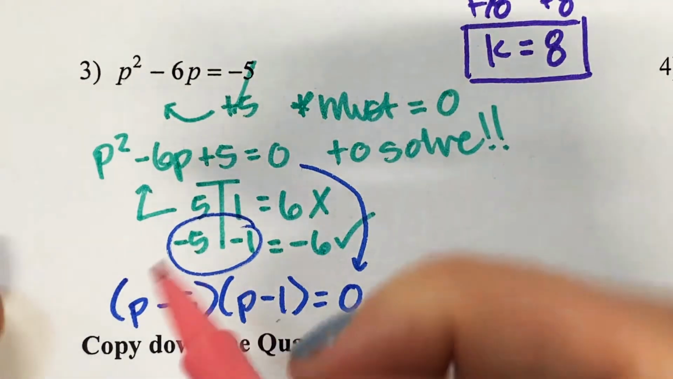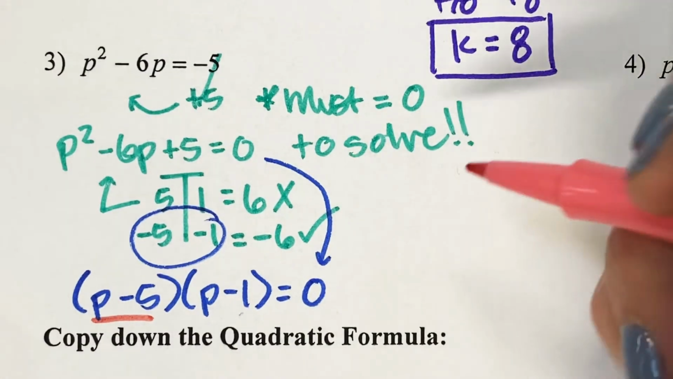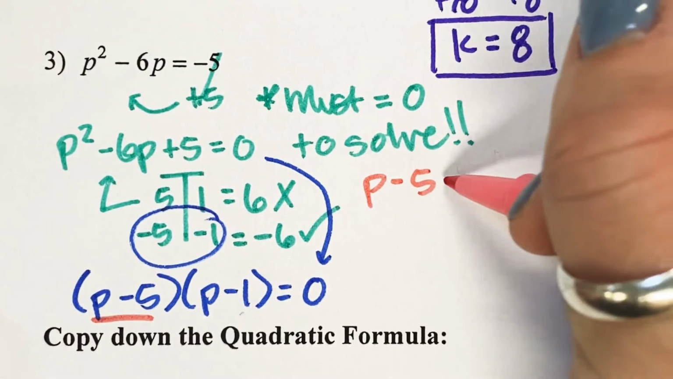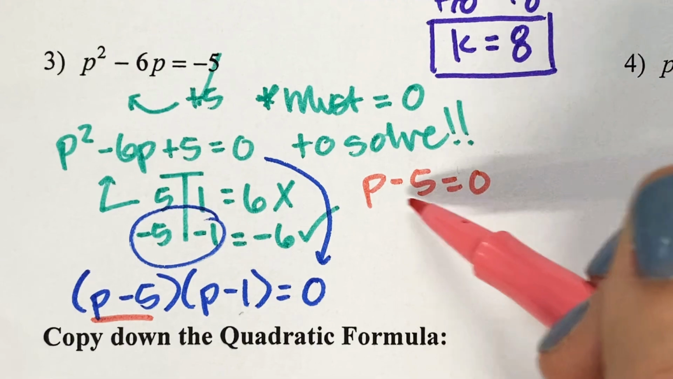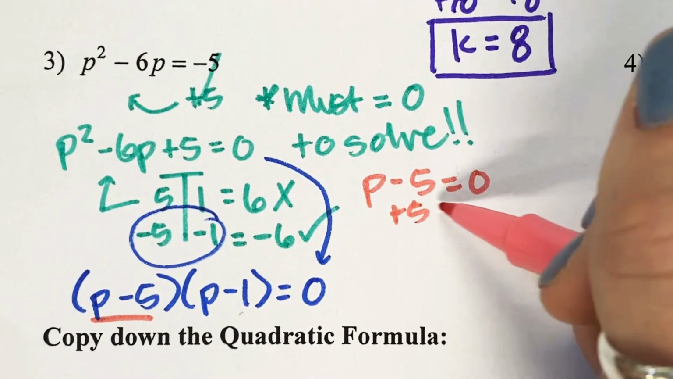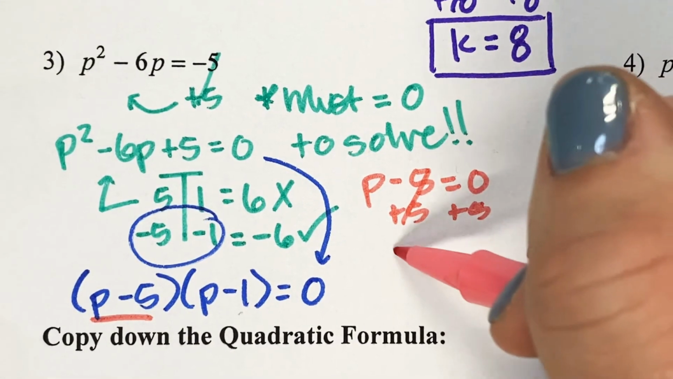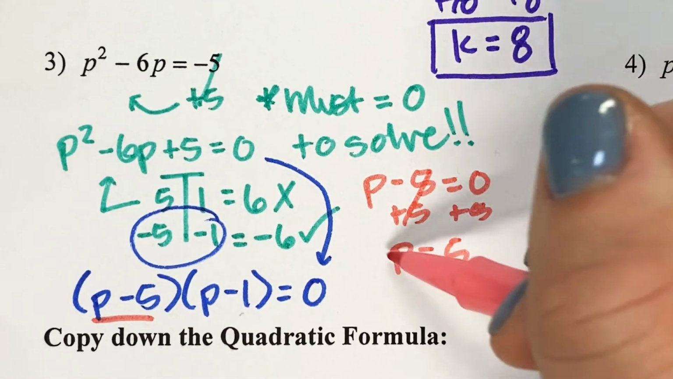Okay, so let's take our first piece, which is p minus 5 equals 0. Opposite of -5 is +5. So my first answer is p equals 5.